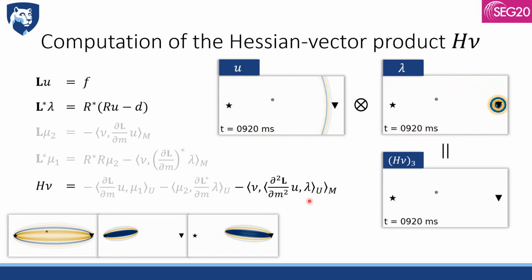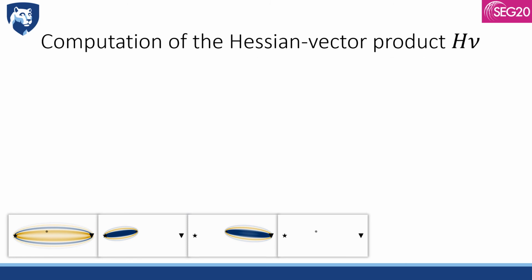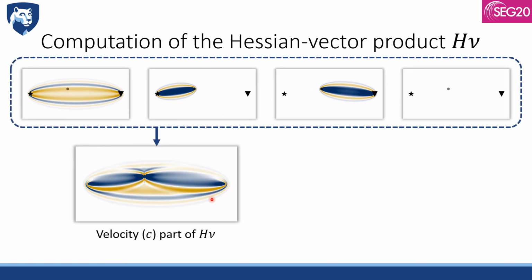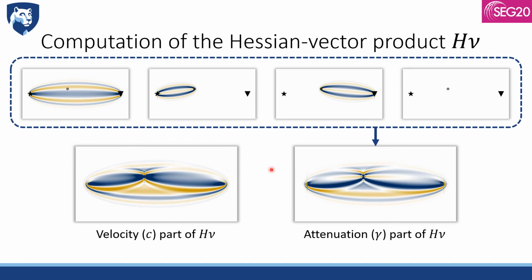Finally, h-3 is the interaction between u and lambda, and then interacted with nu. Since nu is only non-zero right here, the last term, h-3, only has non-zero value at the scatterer nu. We can put together these four terms, and here we get the Hessian-vector product H nu for this nu. Note that this is the velocity part of the product. If we take the interaction in a different way, we'll get the attenuation part, or the gamma part, of H nu in a similar fashion.